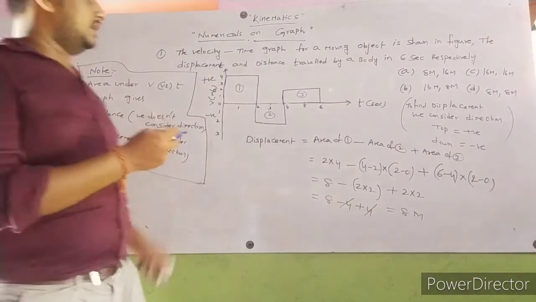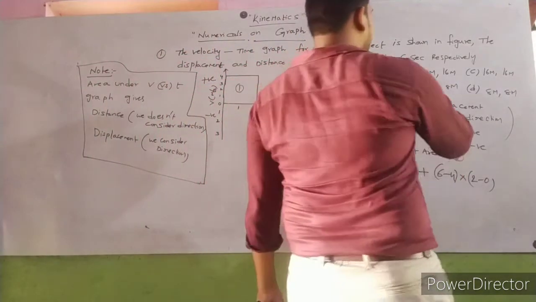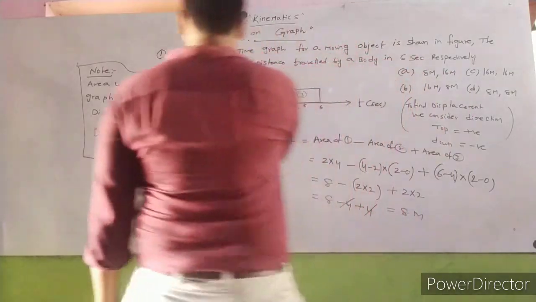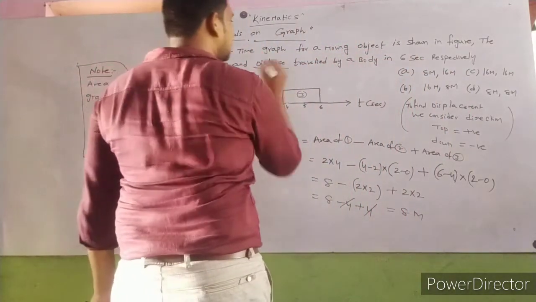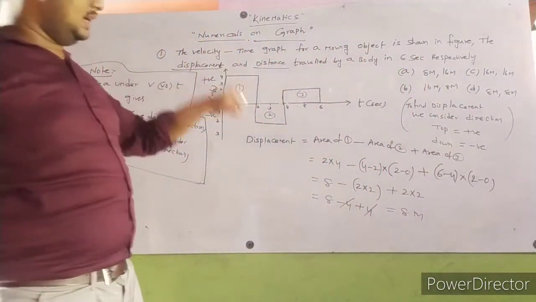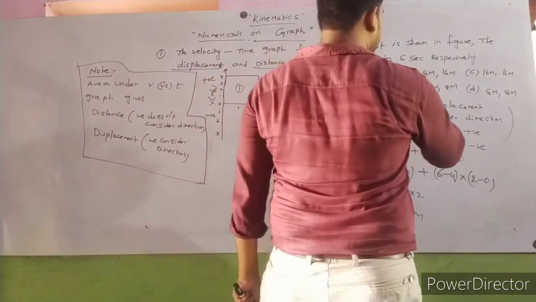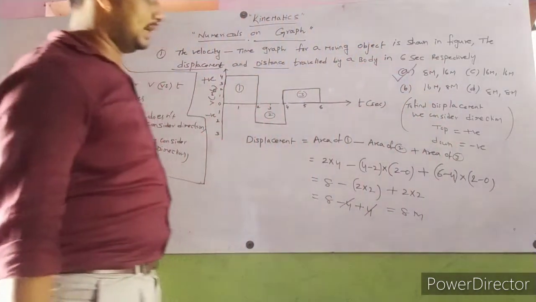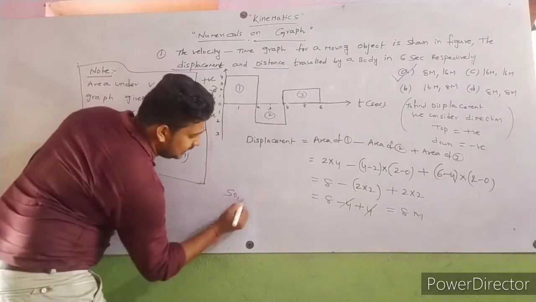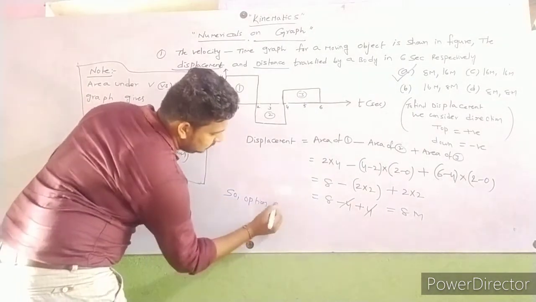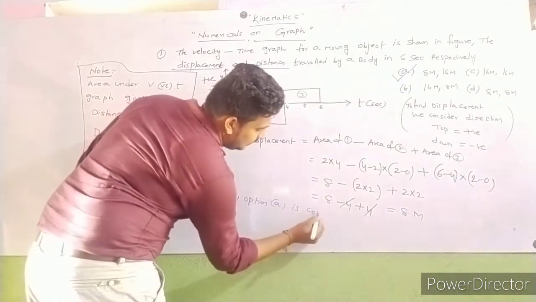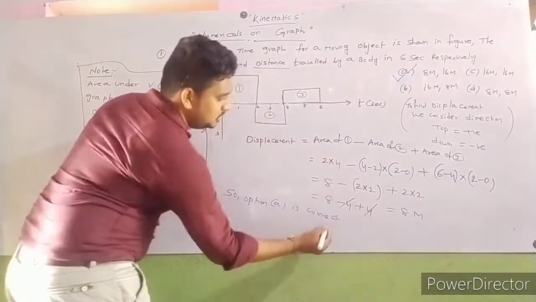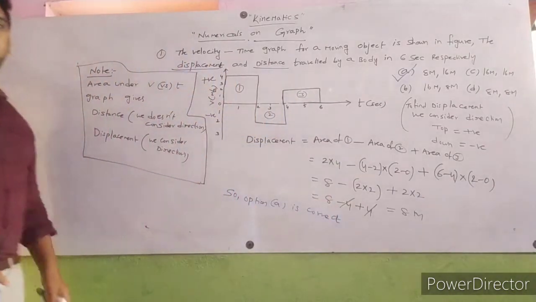Which option is correct? Displacement is 8 meters. Observe carefully, displacement is the first one, distance is the second one. Displacement is 8 meters and distance is 16 meters. So option A is correct. This is the solution of the first question.